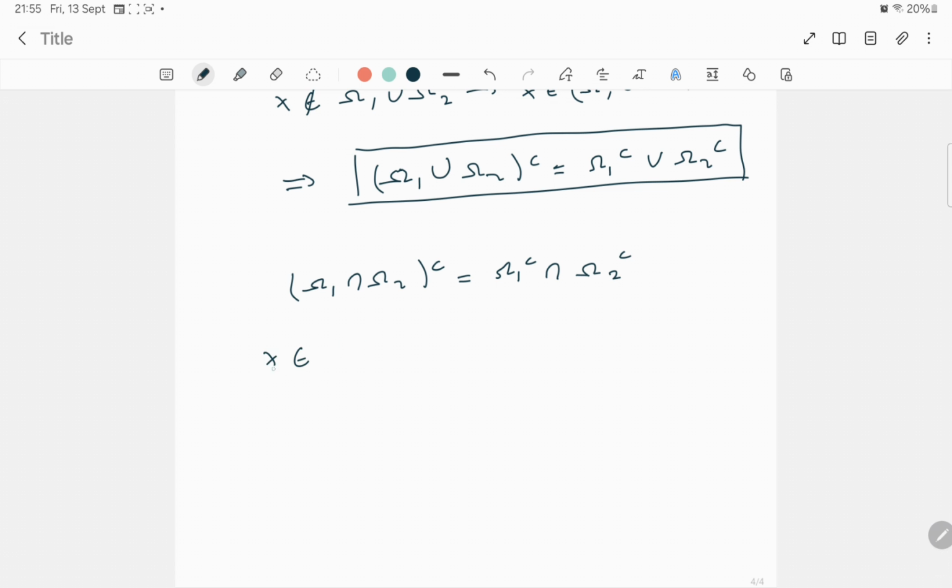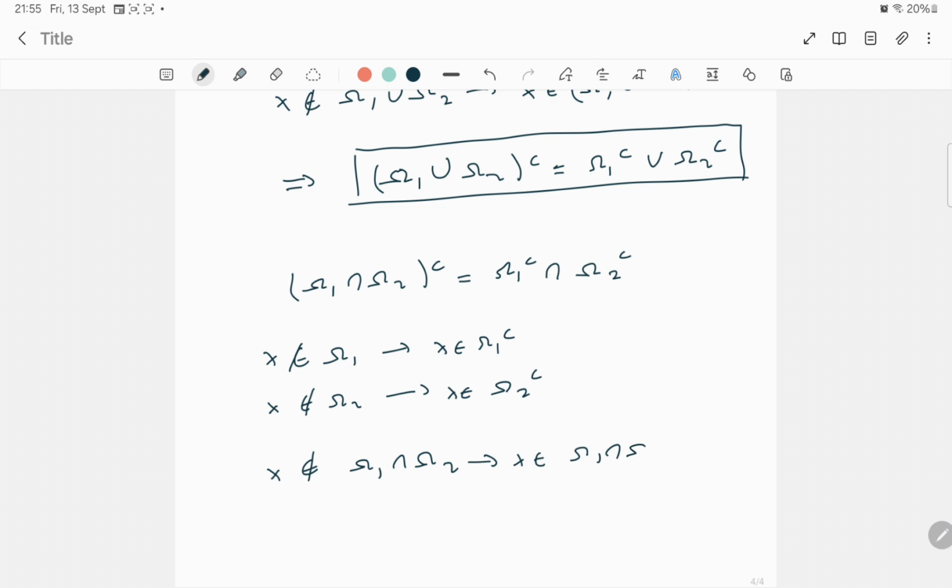X doesn't belong in omega 1, so x belongs in omega 1 complementary, and x does not belong in omega 2. X belongs to omega 2 complementary. X doesn't belong in omega 1 intersection omega 2, so x belongs in omega 1 intersection omega 2 complementary. So from here what I get is omega 1 intersection omega 2 complementary equals omega 1 complementary union omega 2 complementary.